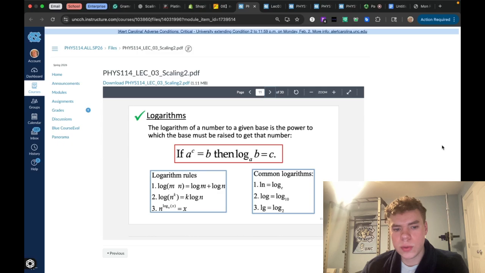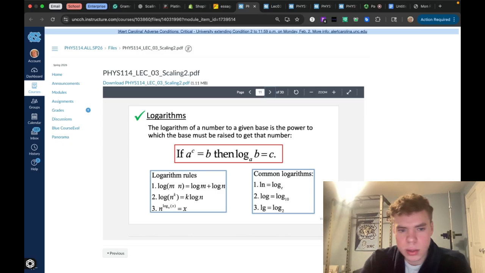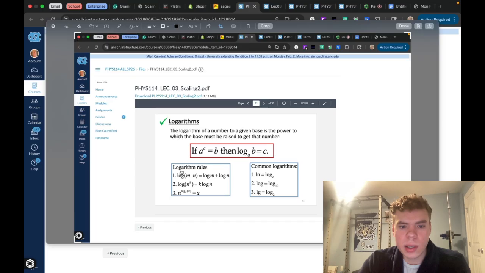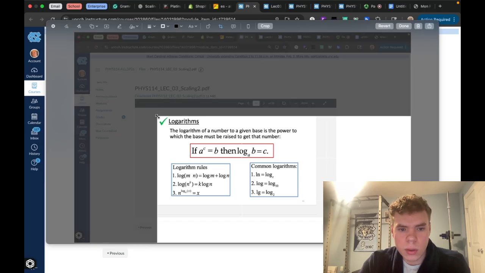And then logarithm rules. Yeah, so these are just formulas that I need to know. So this will be screenshotted and put down in a Google document. I will memorize.